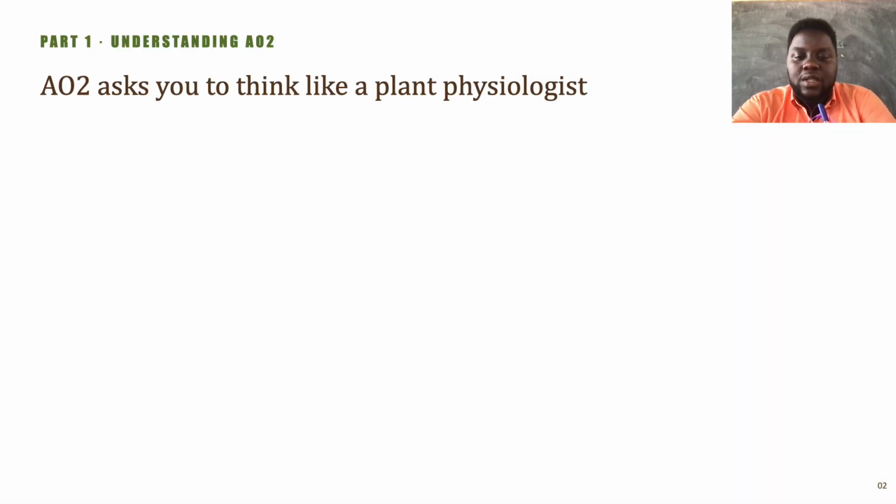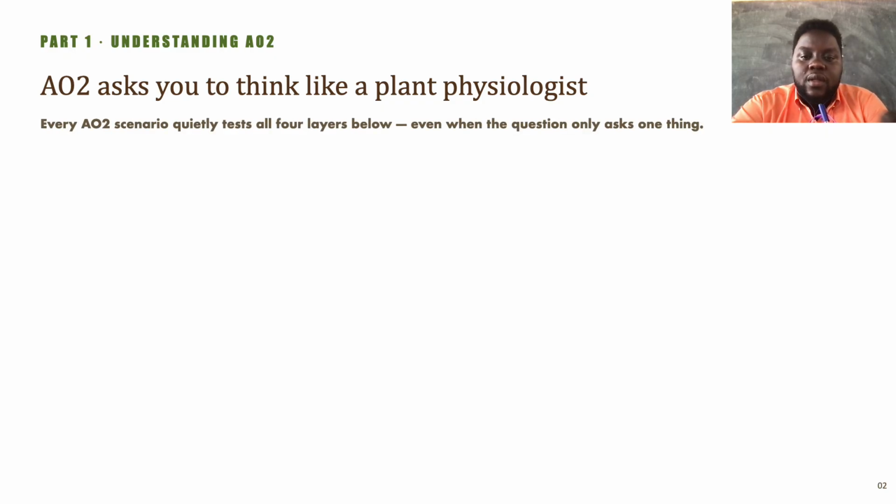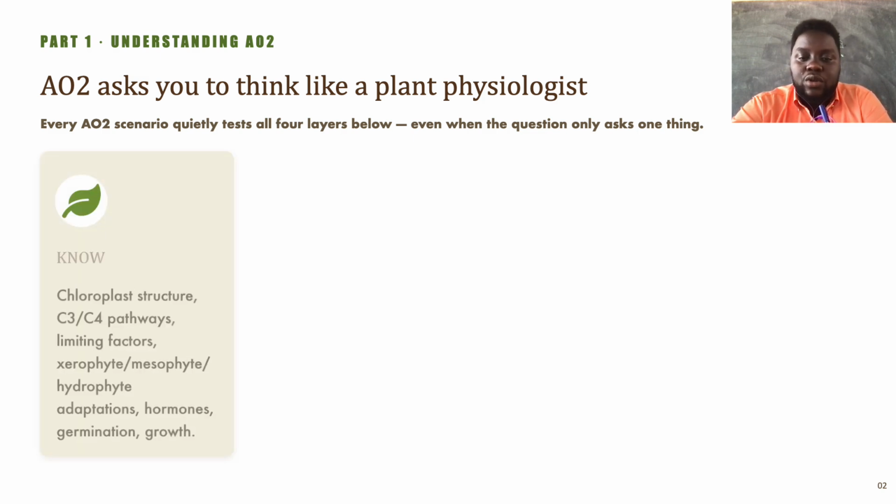Now, assessment objective 2 asks you to think like a plant physiologist. I want to start by breaking down what assessment objective 2 is actually asking of you, because there is a really common mistake that students make here, and I want to head it off immediately. There are 4 words that I'm going to show you on the screen here: know, do, think, and apply. These are 4 layers of thinking that every single assessment objective 2 question is going to test.